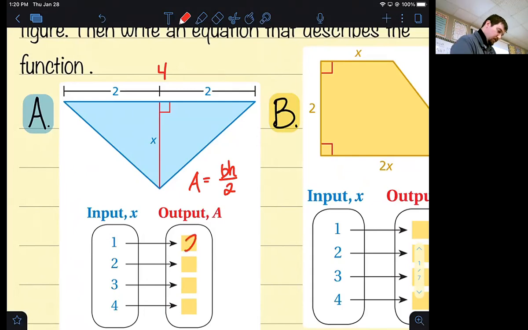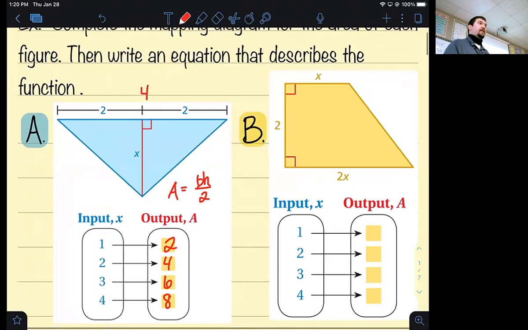2. Okay. What's 4 times 2 divided by 2? What's 4 times 3 divided by 2? Okay, are you seeing the pattern? What's the last one going to be? Yeah. And so now that we have it filled in, they want us to write an equation for this.